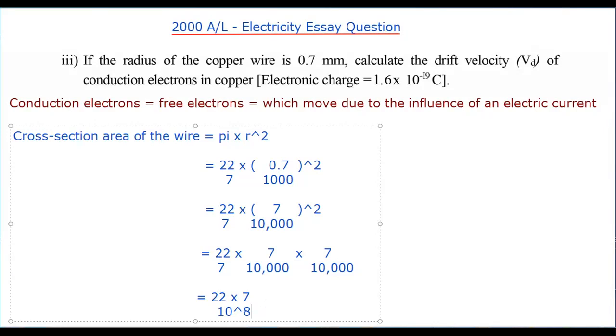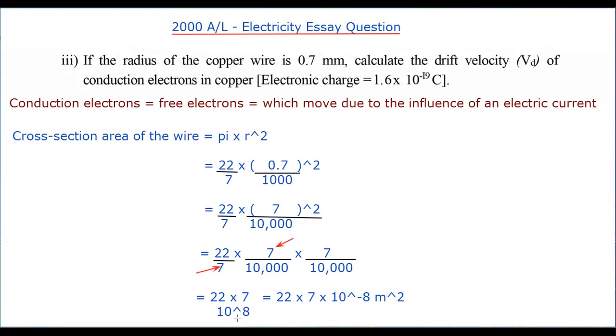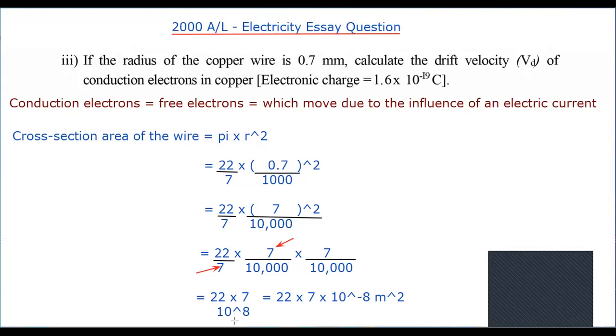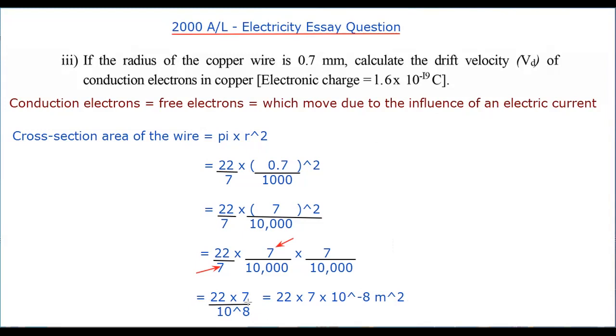Right. Next equation, look at the board. 10 to the power plus 8 comes up as 10 to the power minus 8. So 22 into 7 into 10 to the power minus 8 is the cross-section area of the conductor in square meter. Okay, dear? So we have found the cross-section area of the conductor in square meter. Complete the note, dear. Is this clear for all? Are there any difficult points?